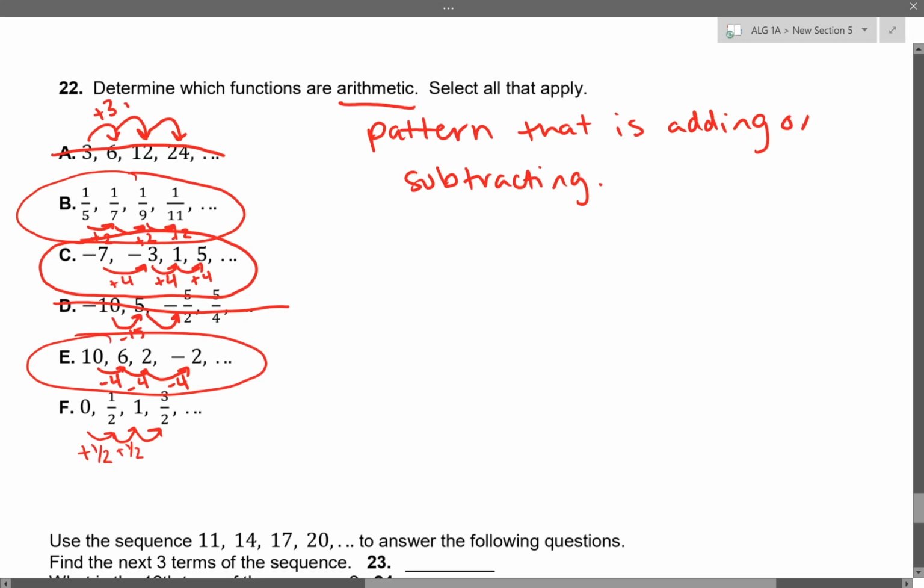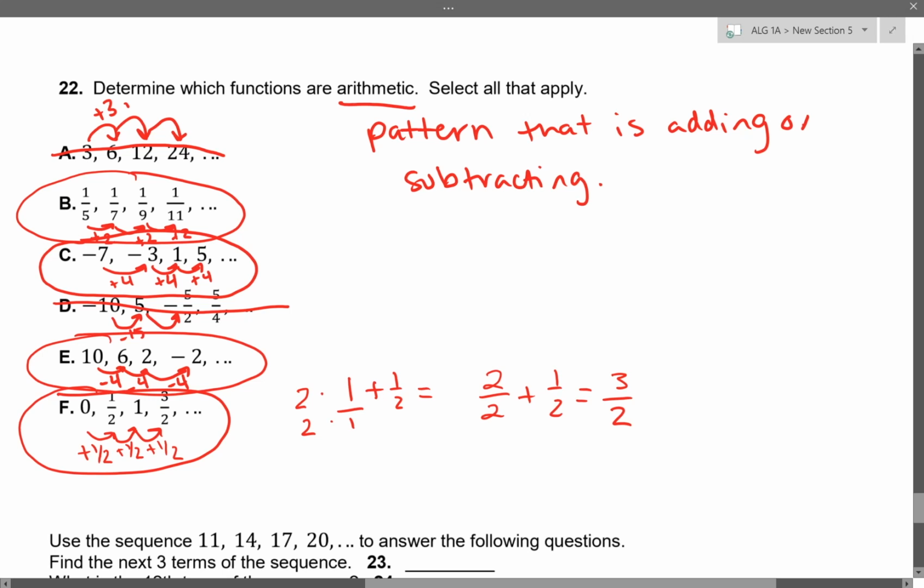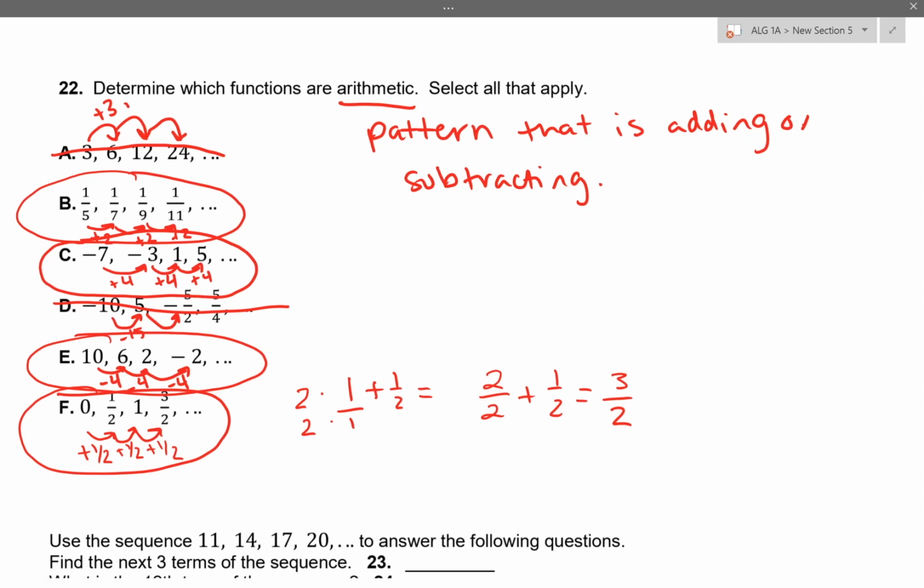What about 1 to 3/2? Does that work? So 1 plus 1 over 2. If I multiply this one by 2, that's 2 over 2 plus 1 over 2. 2 plus 1 is 3, 3 over 2. Well, yeah, that worked. So F is also correct. Alright, so just because it's a fraction does not mean it can't work.